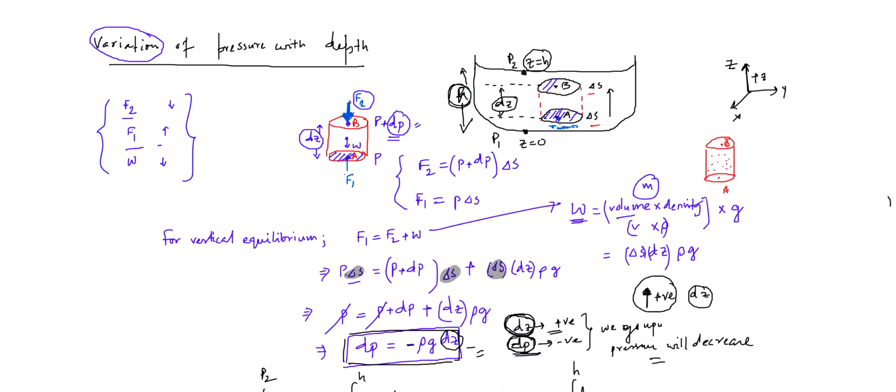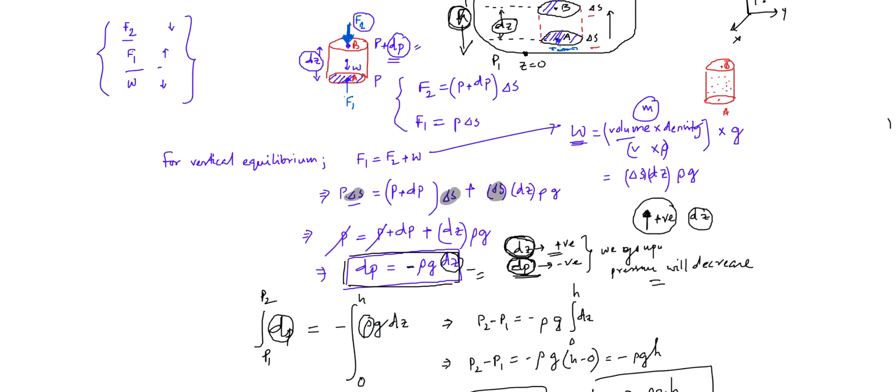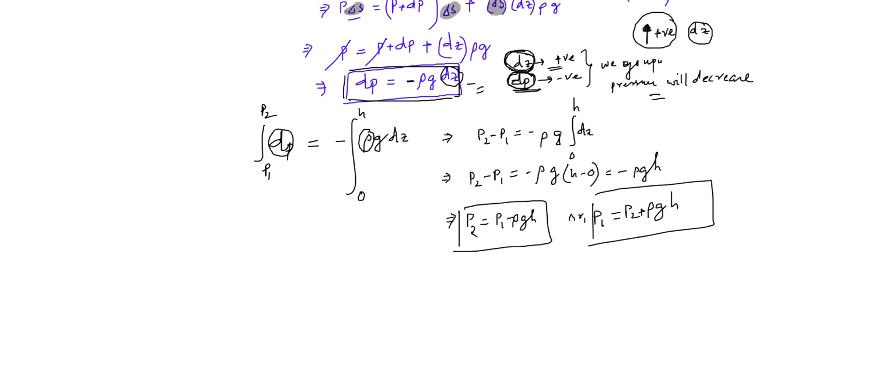So P2 is lesser than P1, right? P2 is lesser than P1 by the value rho g h, right? So this is the equation that you should remember always. As we move upward inside the fluid, pressure will decrease by the amount rho g h. What is rho? Rho is the density of the fluid, g is the acceleration due to gravity, and h is the increase or decrease in depth, right? Understood? I hope you all have understood this, right?